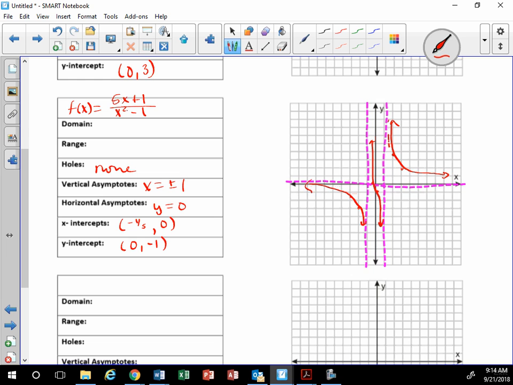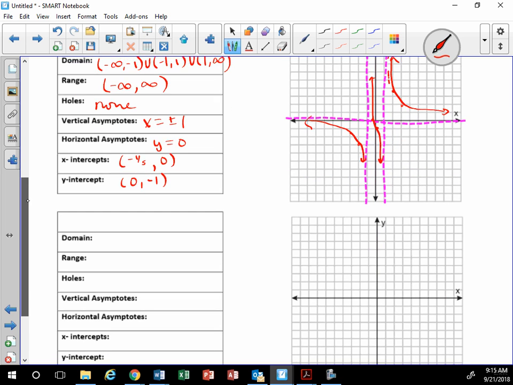Okay, I guess we didn't write domain and range, did we? So the domain of this one is not too bad. Negative infinity to -1, -1 to 1, 1 to infinity. What about the range? Yeah, negative infinity to infinity. So we've got that horizontal asymptote, but we crossed it, so we didn't miss any values on our range. Okay. All right, so let's keep going.